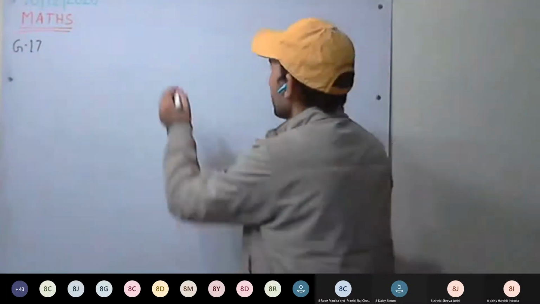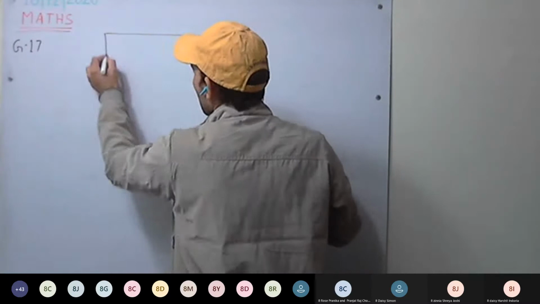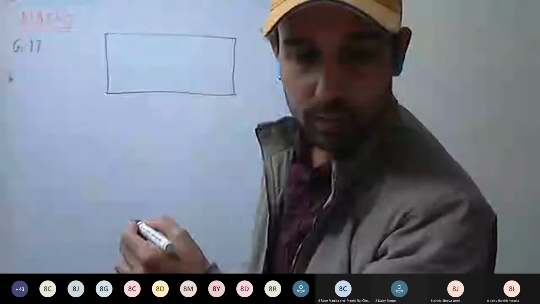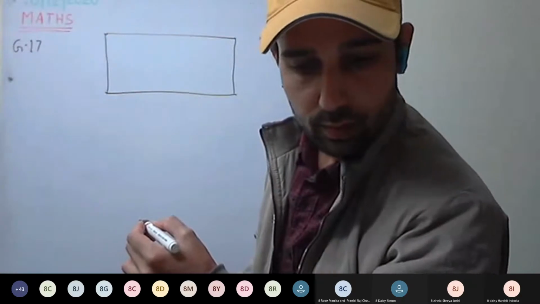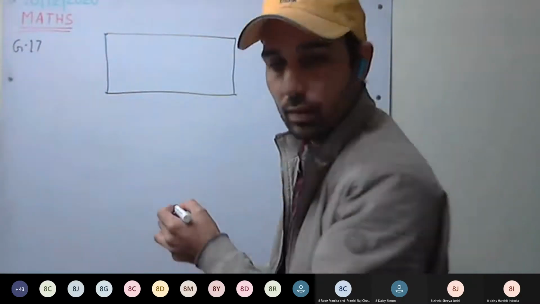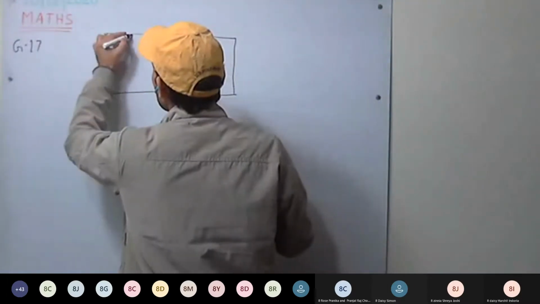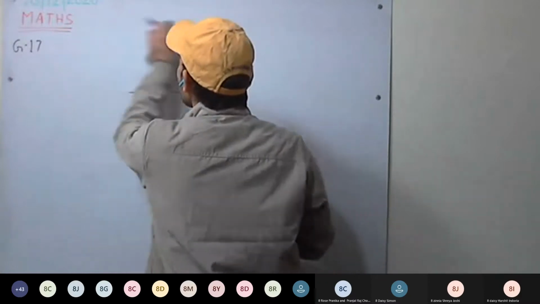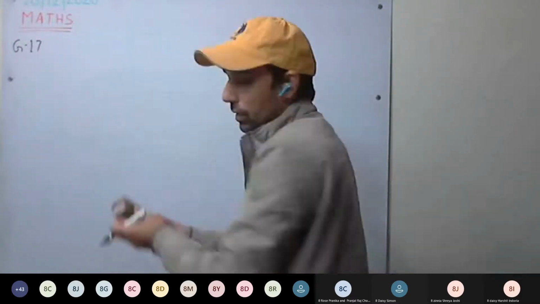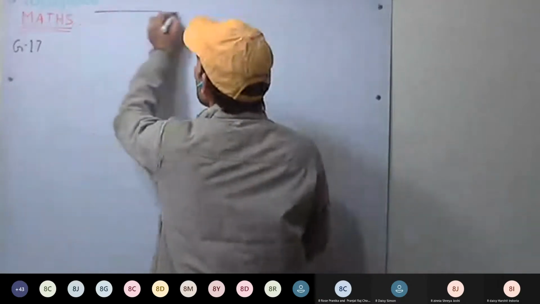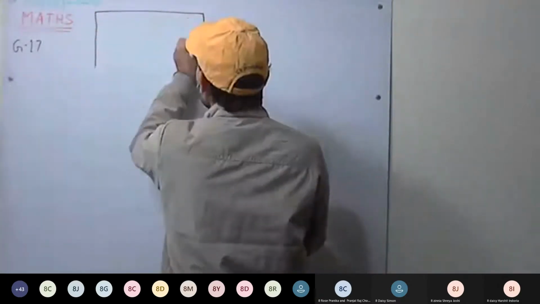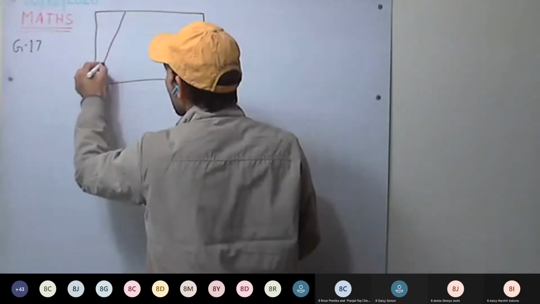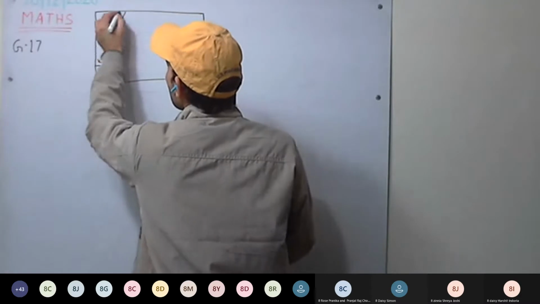Next one is a rectangle. Okay. I will draw a bigger one. The breadth I have to make a little bit bigger. It is like this. Okay. This is X. This is Y.